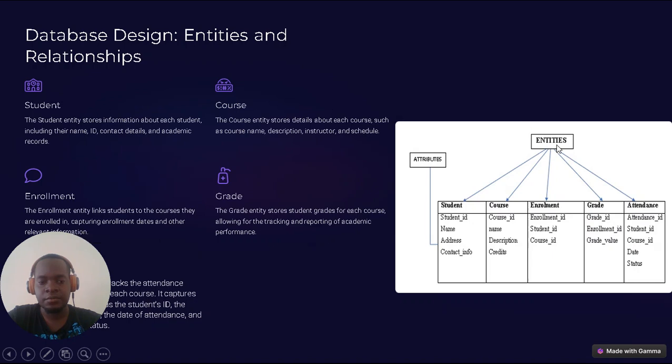As we can see from this diagram, we have the entities student, course, enrollment, grade, and attendance, and these are our attributes: student ID, name, address, and the student's course grade. For course, we have course ID, name, description, and credits. The same applies to the rest.